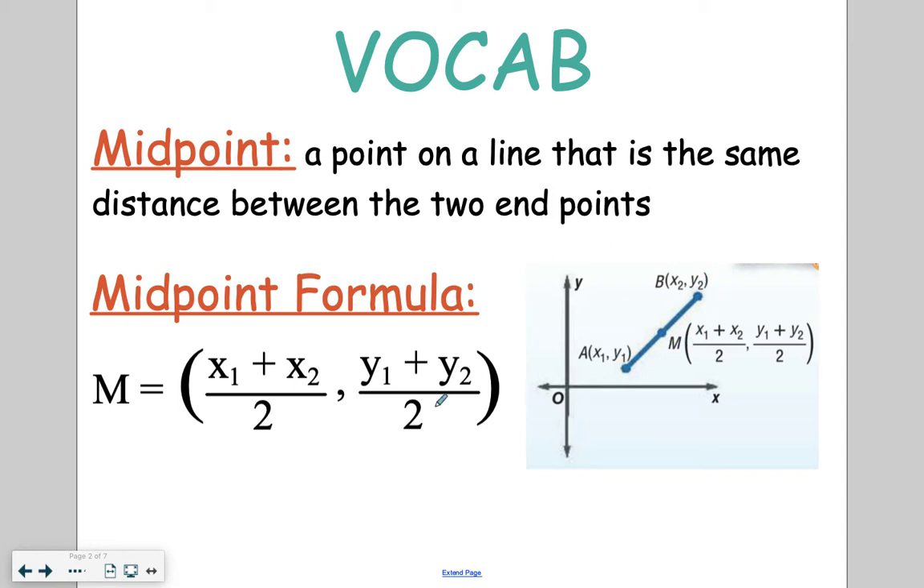The midpoint formula says that for the x, you're going to do x1 plus x2, get that answer, and then divide it by 2. Same thing for the y, you're going to take y1 plus y2, and then divide that by 2. The midpoint will result in an ordered pair. So it's going to give you a coordinate pair just like the two endpoints.